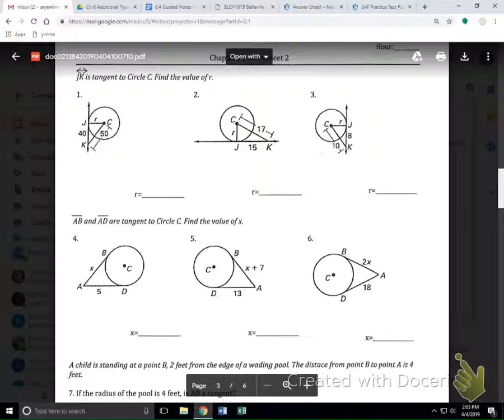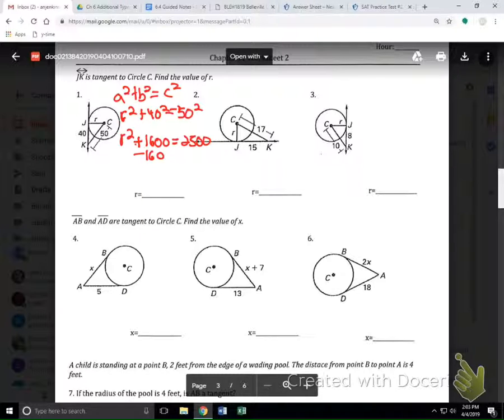Okay, page 2. We want to find the radius. So what do we have to use? These are right triangles. That means we're using the Pythagorean theorem. So, yep, it's a squared plus b squared equals c squared, where c squared is your hypotenuse. So we end up with r squared plus 40 squared equals 50 squared. R squared plus 40 squared is what? 1600, yep. 50 squared.